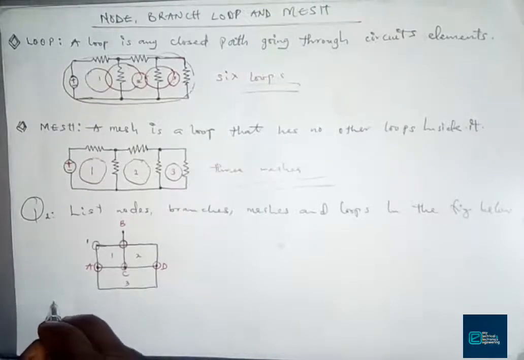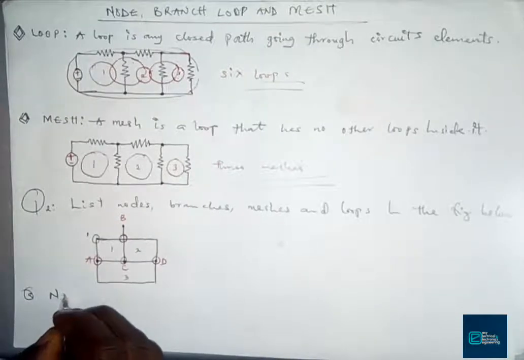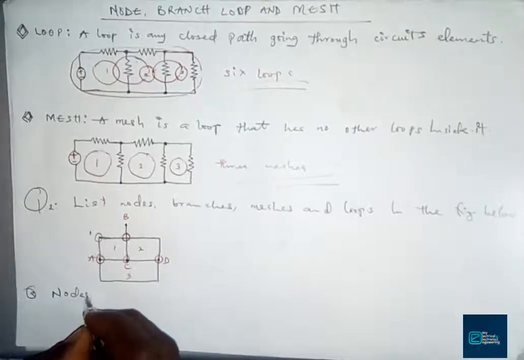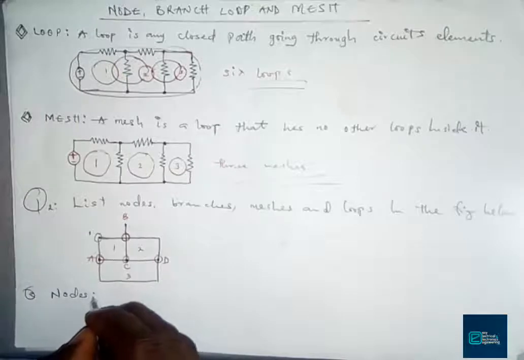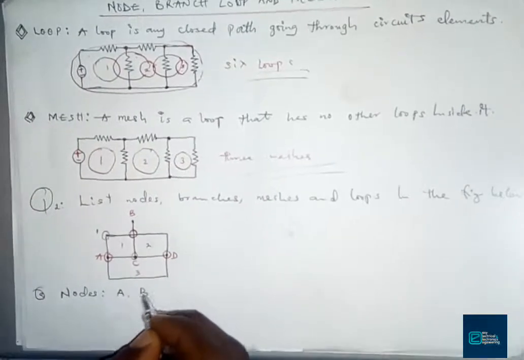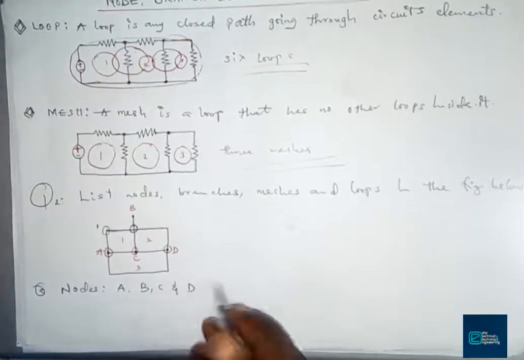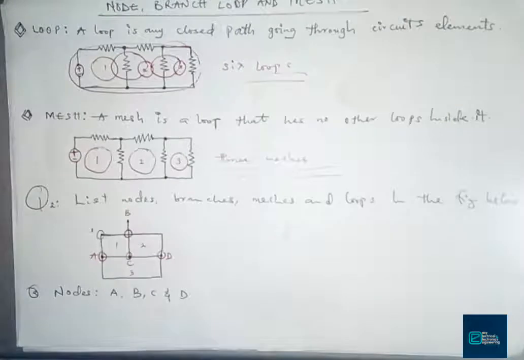So which means all our nodes here, according to what we have now, the first question is we are looking for nodes. The nodes we have in this question are simply point A, point B, point C, and point D. Those are the nodes we have in this question. The next thing is we are looking for the number of branches.